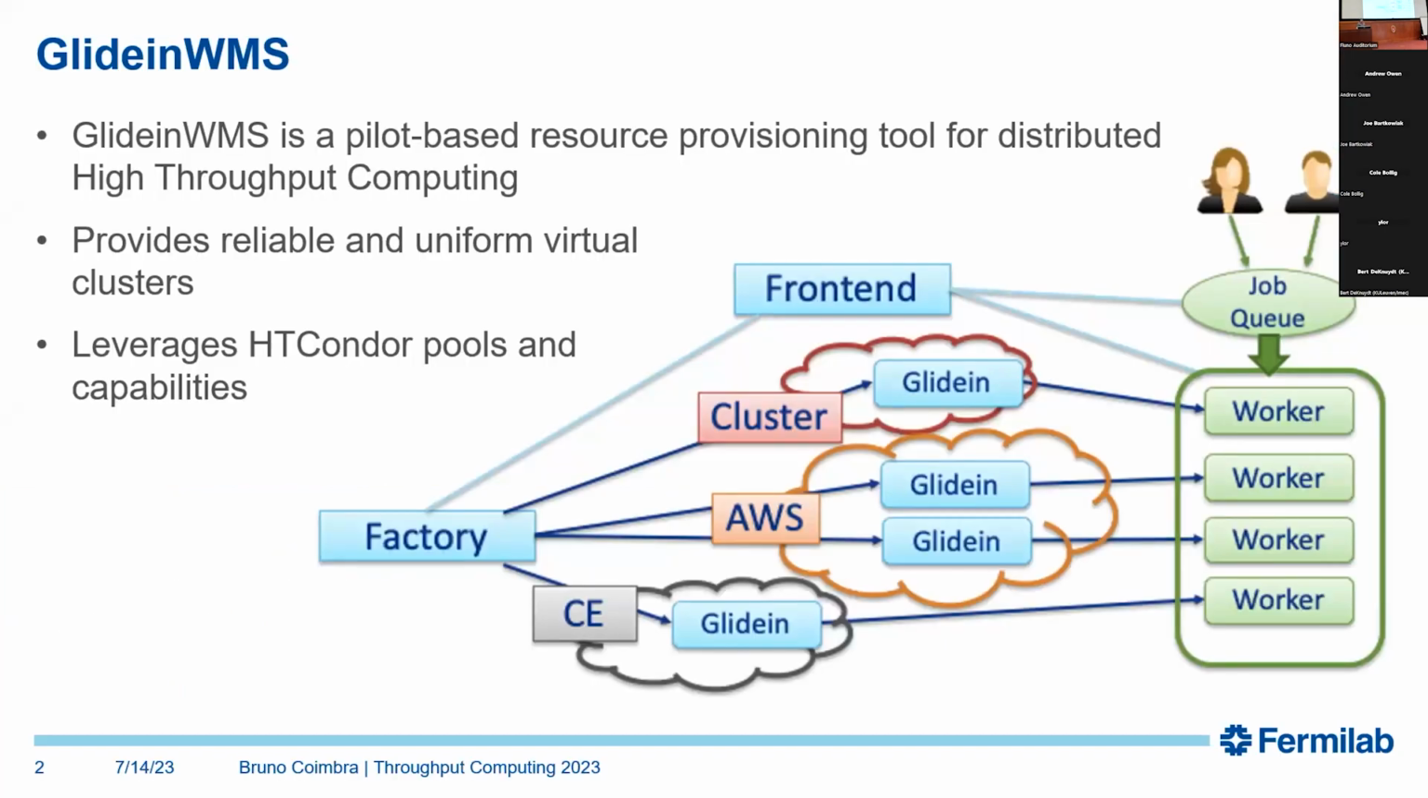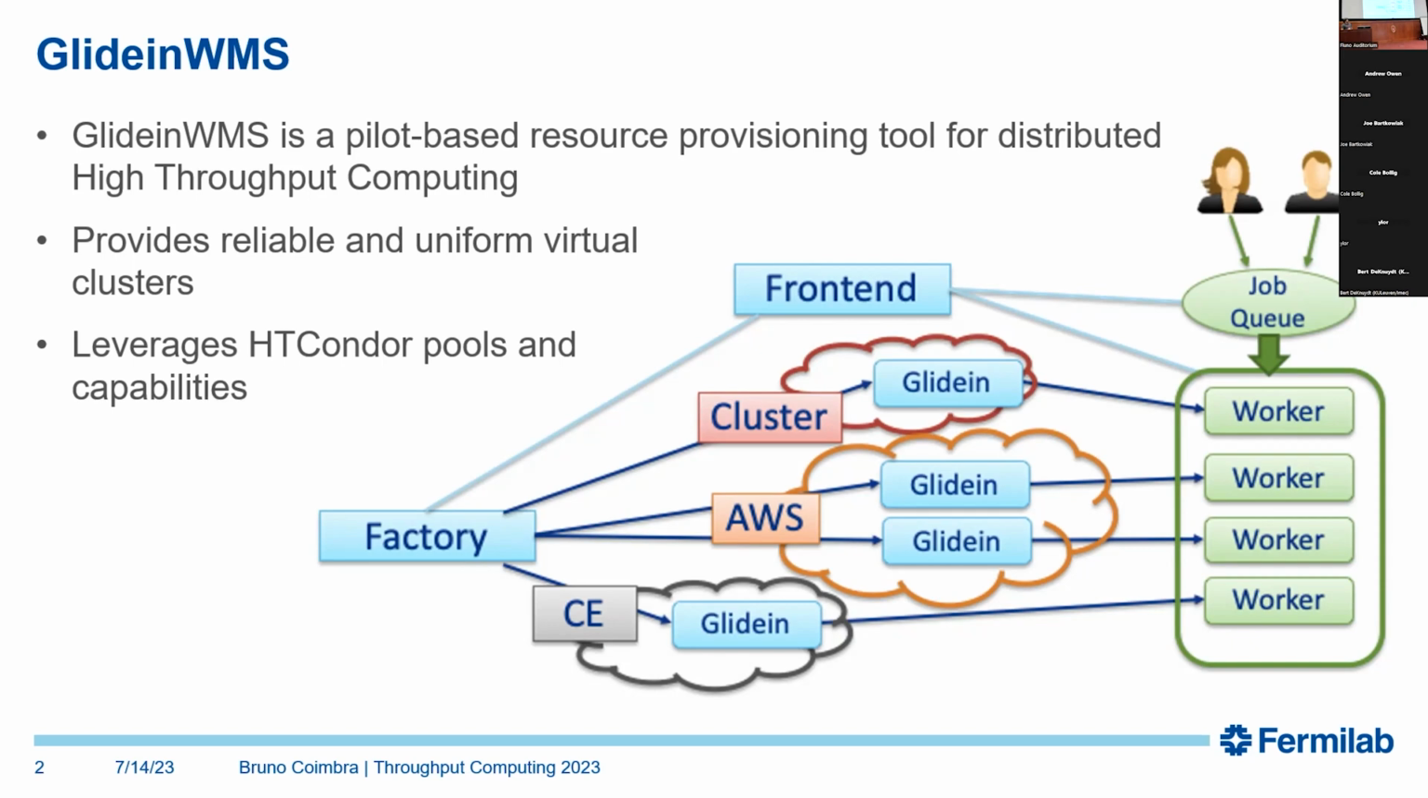So I believe most of you here know what Glidein WMS is. For those who don't or need a refresher, Glidein WMS is a pilot-based resource provisioning for distributed high-throughput computing, which provides a uniform, reliable cluster. What it means in practice is that this node here, the front end, will be watching a job queue, a schedd. Based on the jobs it finds there, the kind of jobs and number of jobs, it will contact this other node here, which is our factory, and request some Glidein submission from it.